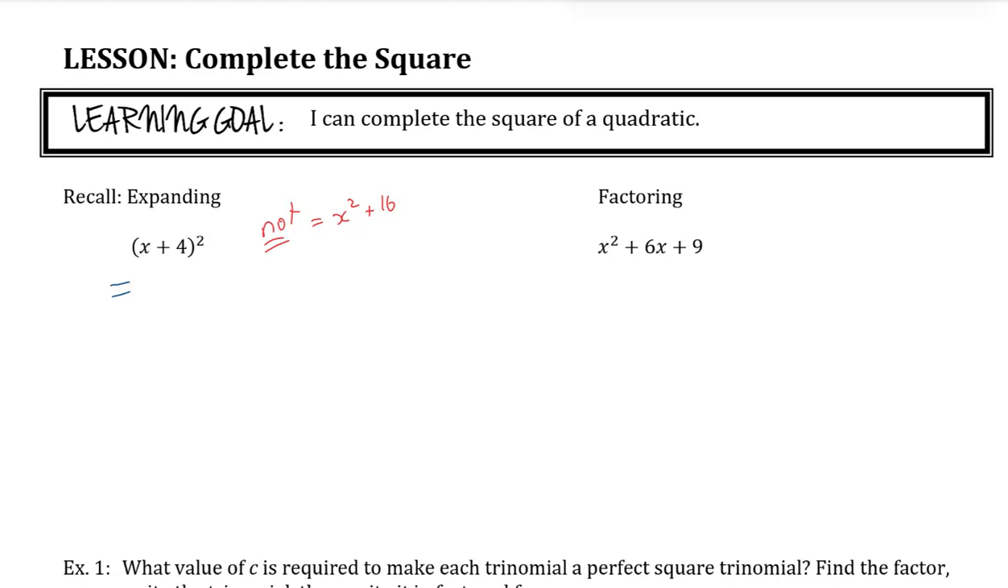What does it mean? It means x plus 4 times itself, and now hopefully we recognize this as a binomial expansion. X times x is x squared, x times 4 is 4x, 4 times x is 4x, 4 times 4 is 16. Then what can I do? Collect like terms, and because it's in that same pattern that we're used to, that we've talked about before, it's the two middle terms that add up together.